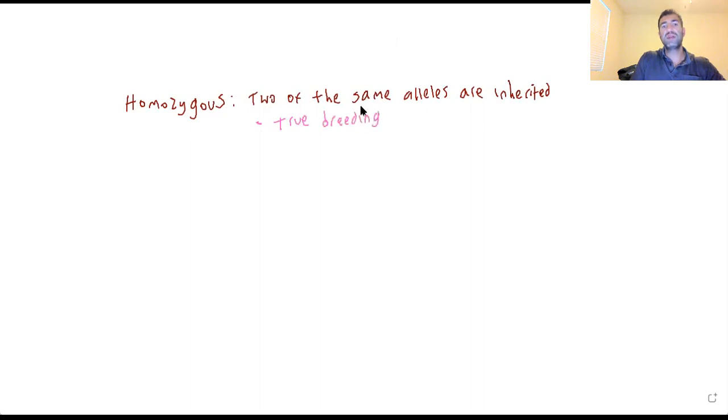Now, there are two types of homozygous inheritance, and one is called homozygous dominant. This means that two functional alleles are inherited. Actually, we're going to hold off on this because it's going to be confusing, since we're going to talk about this again when we get to dominant recessive inheritance.